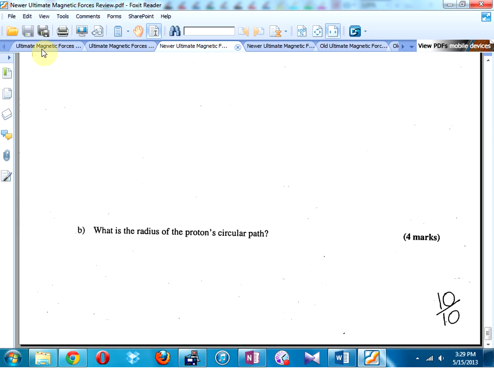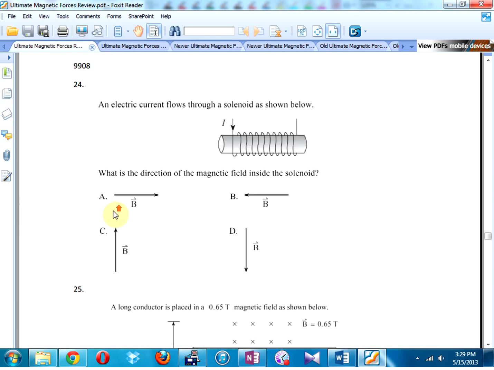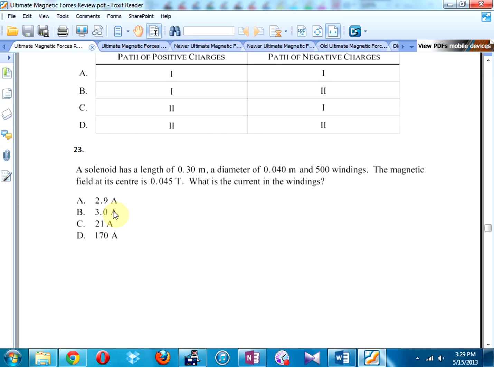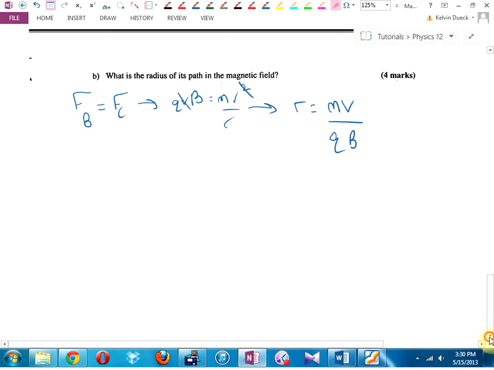I have not done any of the right-hand rule questions from your review because I think you need some practice on your own. Can you do one with the solenoid? Sure. The only way I can, I think I'm going to have to draw one. Okay? And it gives me an excuse to draw a solenoid.